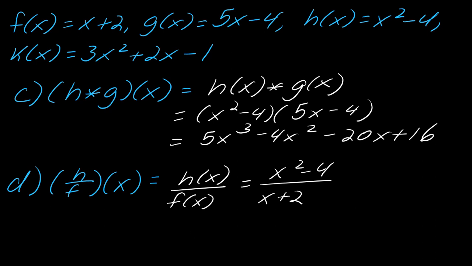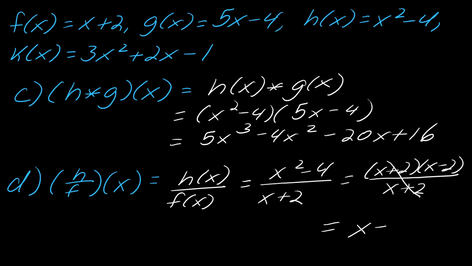And now you might be thinking, oh, I can totally factor x squared minus 4, which I agree. So that'd be x plus 2, x minus 2 over x plus 2. So those x plus 2's will cancel out. So in this case, I'm left with x minus 2.